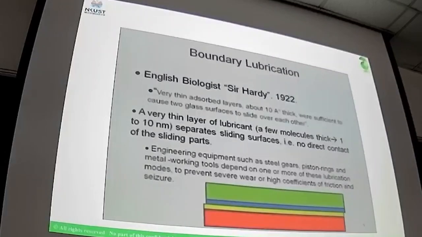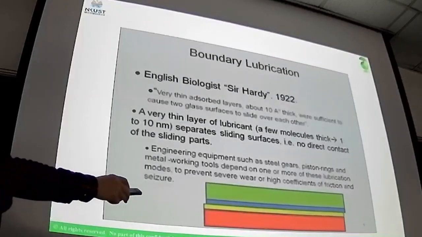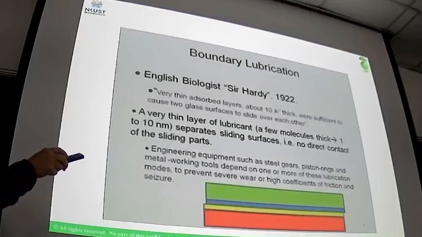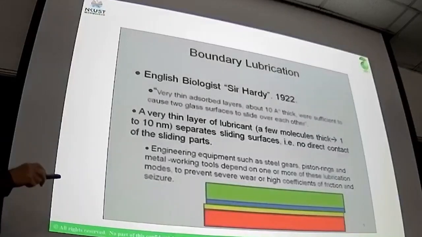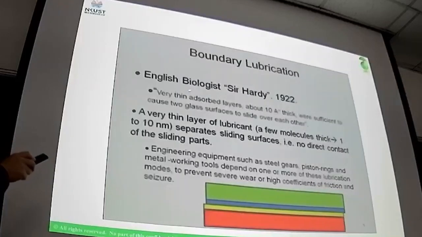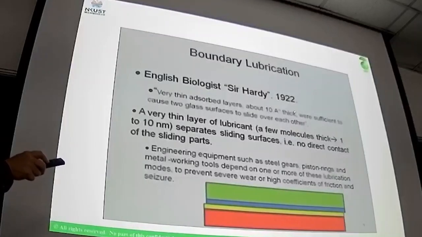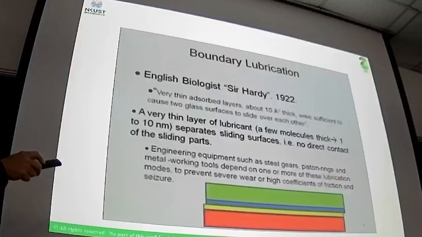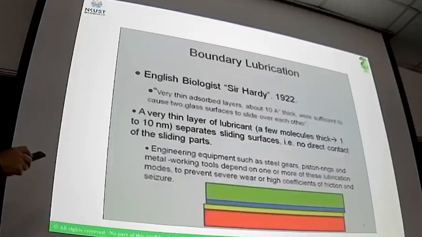This theory was first proposed in 1922 by an English biologist, which means a very thin oil layer, about 10 angstroms thick, was sufficient to cause the two glass surfaces to slide over each other.